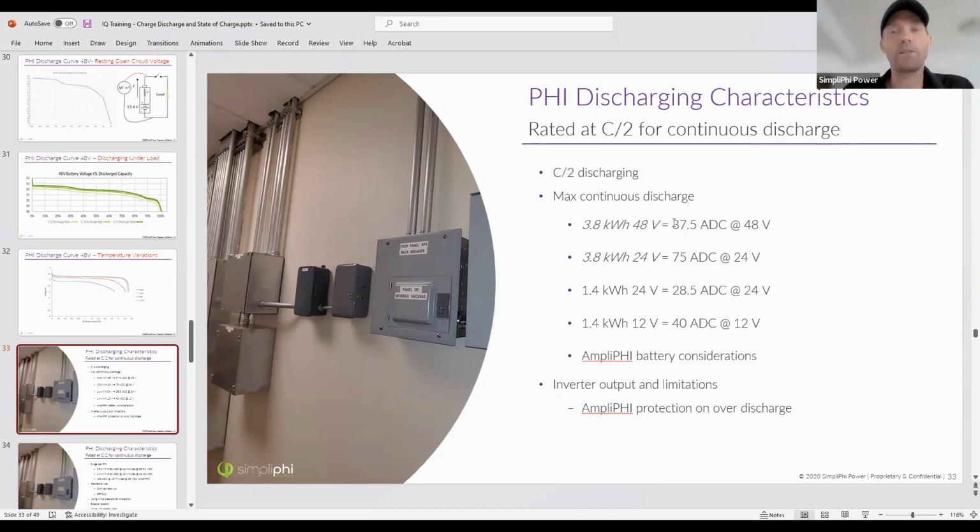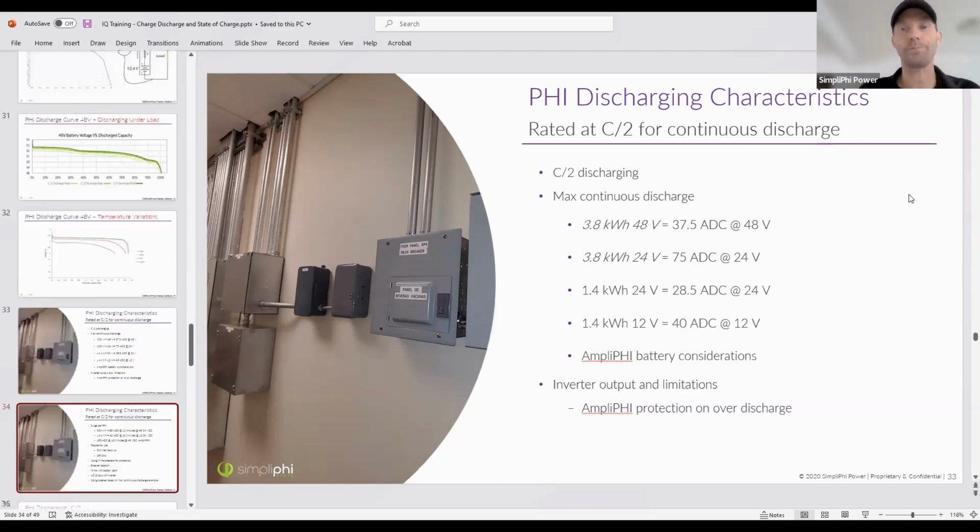And so if we look at the current rating, it's a 75 amp hour battery. Half of that is 37.5 amps. So that's the maximum discharge rate per battery. And remember, you can have multiple batteries in parallel. So if you have 4 batteries in parallel, the maximum discharge rate is multiplied, 37.5 times 4. It varies based on the voltage of the battery, but most people are using the 48 volts. So I'll let you look at those examples if you are using a different voltage.